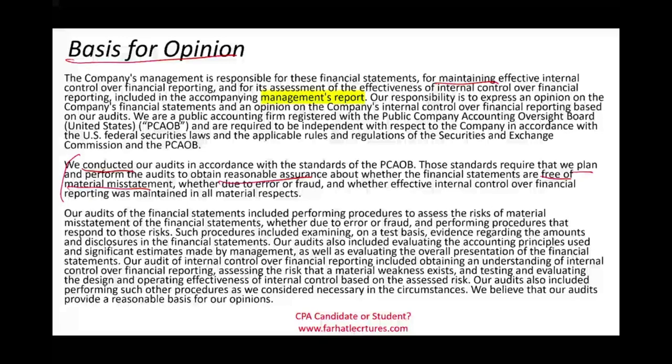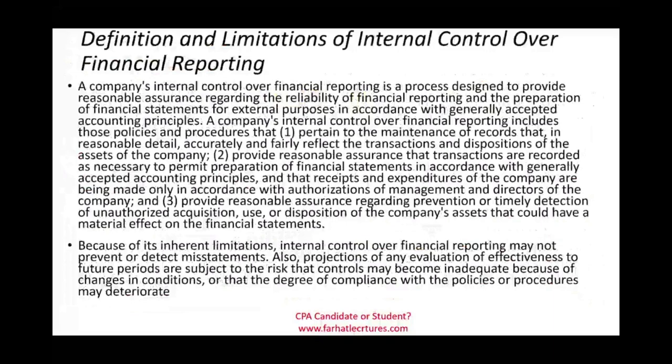When we do a financial statement report, this is basically, again, standard boilerplate language. Our audit included performing procedures to assess the risk of material misstatement of the financial statements, whether due to error or fraud. Our audit included evaluation of accounting principles, basically whatever we talked about. Our audit also included performing such other procedures as we consider necessary in the circumstances. We believe our audit provides a reasonable basis. Again, same exact language. Also, we will have a definition of internal control. What is internal control? And inherent limitations, basically the same thing. I just basically copied and pasted.